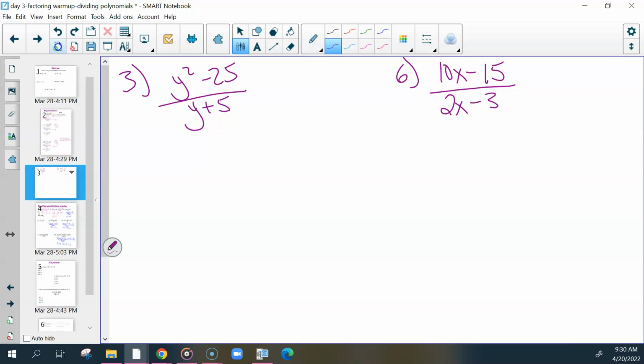We're still going to do the same thing, factor the numerator and look for like factors. How would we factor this numerator? y plus 5 and then y minus 5. Yeah, so your difference of squares would be the method. So what would your final answer be? Y minus 5.